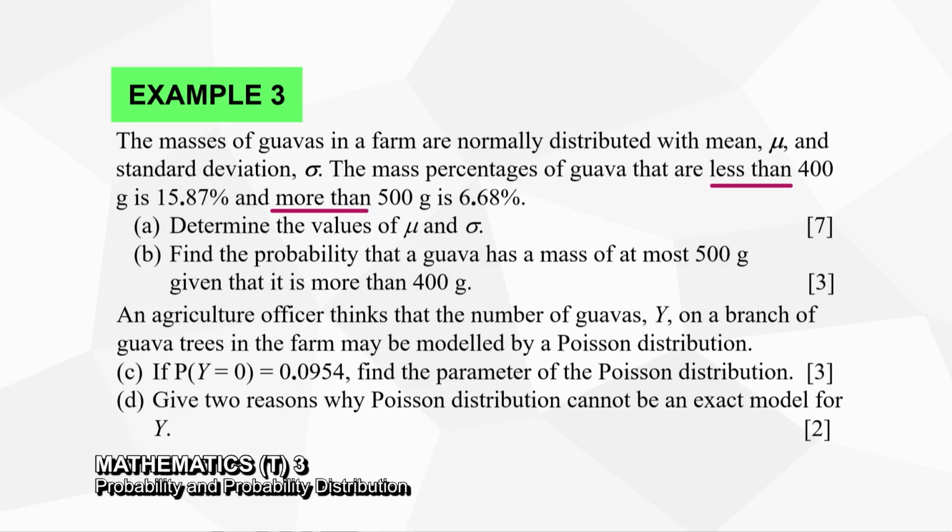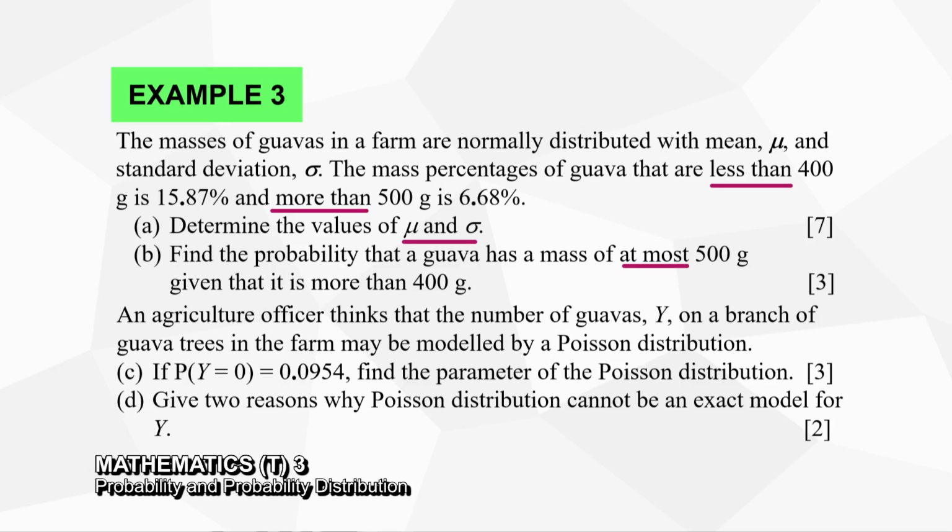Okay, so he said that the number of guava in the branch of the tree may be modeled by a Poisson distribution. He gives that P(Y=0) is equal to this one. Find the parameter of the Poisson distribution. If the students don't know what a parameter is, they cannot answer this question. Students should be able to understand what a parameter is.